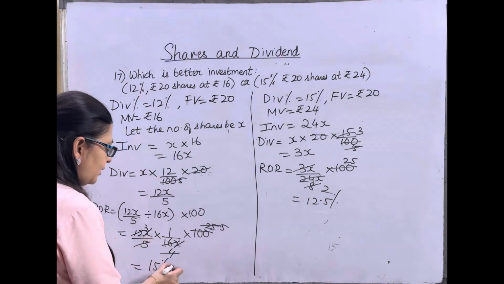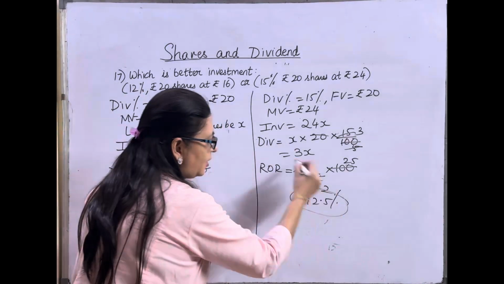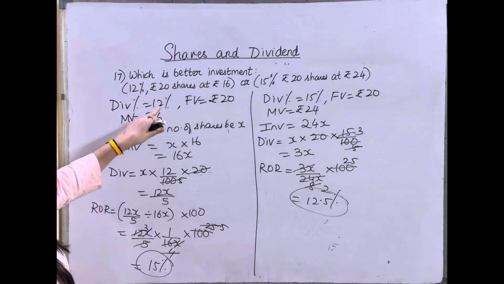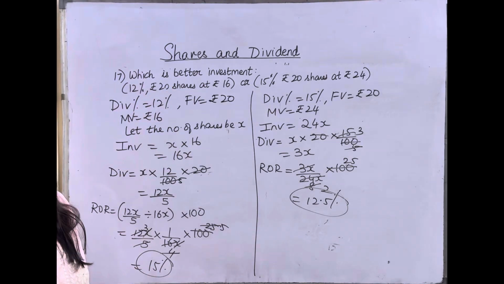Now tell me which one is giving us a better investment. Which rate of return is better? 15%. So investment in this company is a better investment. Okay. Let's go to the next question.